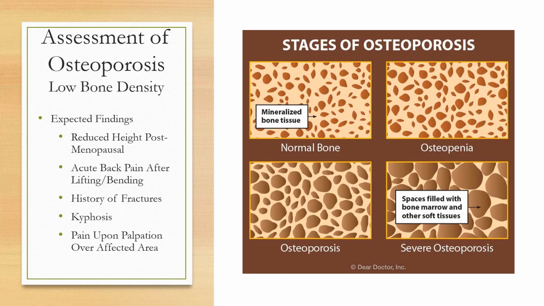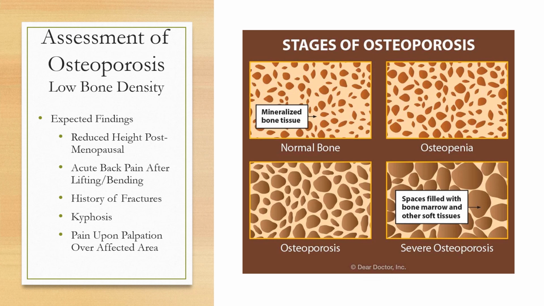So when we're doing an assessment on someone with osteoporosis, meaning low bone density. So remember, osteopenia means on bone density test, you have a thinning of the bones, but it's not quite enough to call it osteoporosis. So we'll call it osteopenia. Okay. So what are some findings of osteoporosis? Well, reduced height. Okay, that's from the vertebral compression fractures that occur, and from kyphosis. People lose their original height.